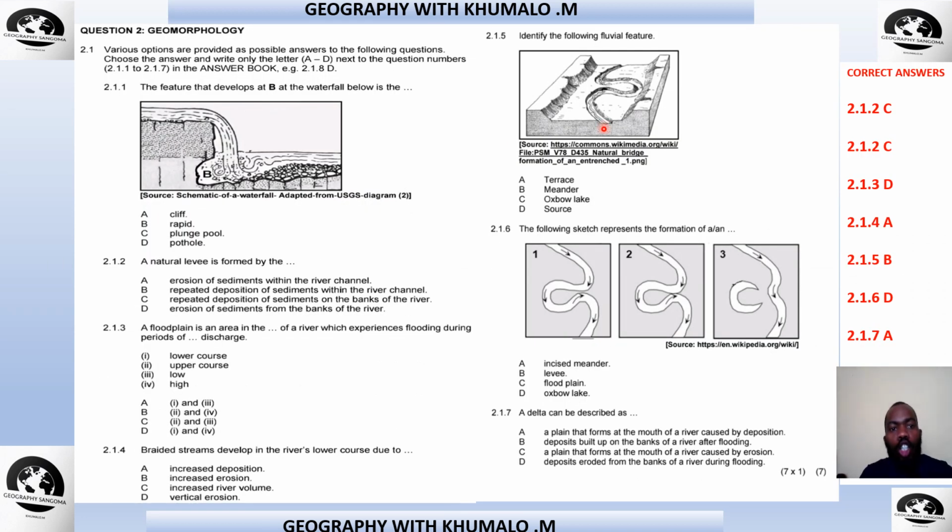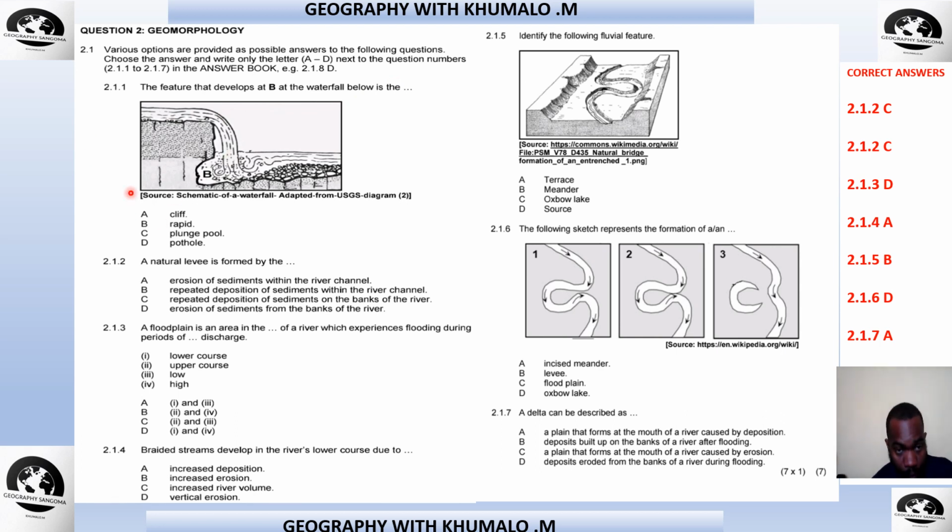Now, here are the short objective questions. 2.1 says, various options are provided as possible answers to the following questions. Choose the answer and write only the letter A to D next to the correct question number. For example, 2.1.8 is D.